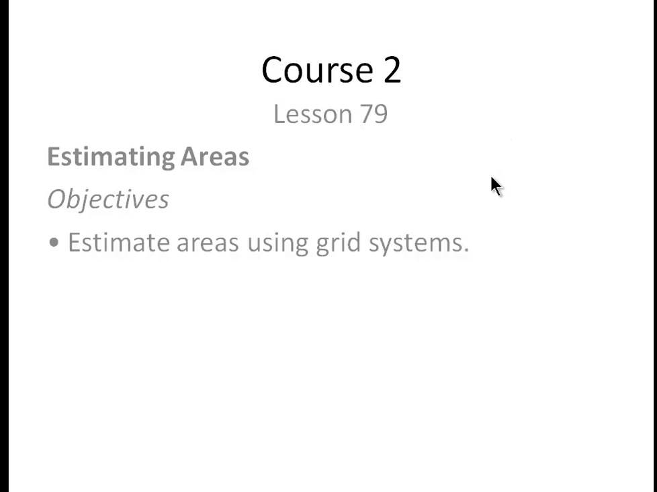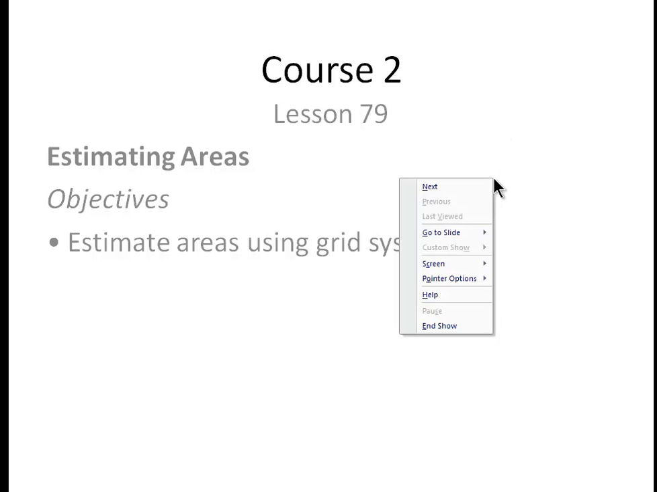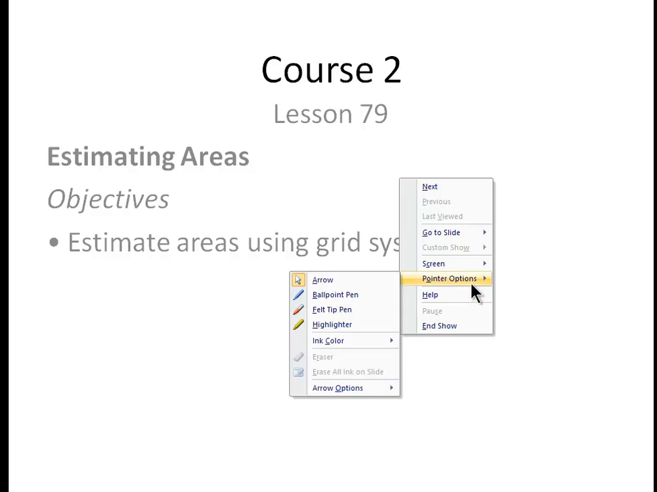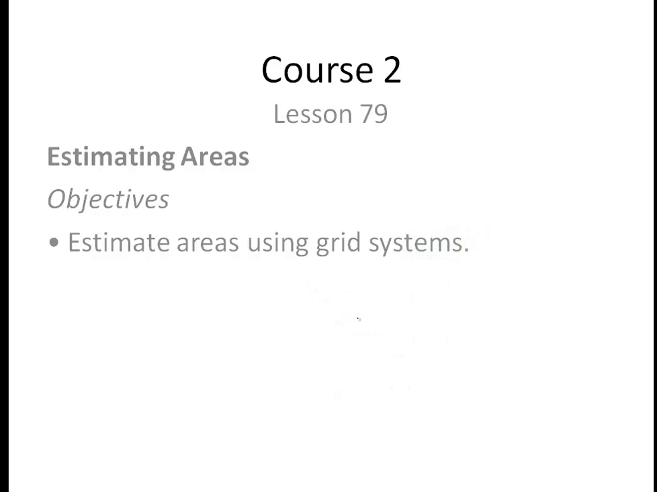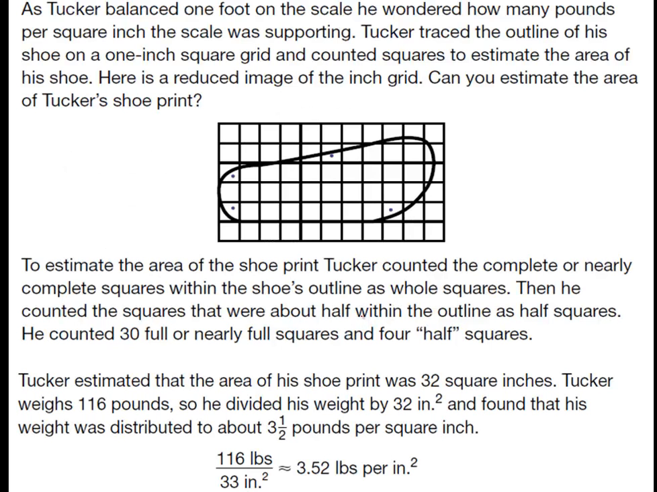Welcome to Lesson 79 of Course 2 of Saxon Math. In this lesson, we're going to talk about estimating areas. We've learned over the prior lessons how to calculate area. Now we're going to learn how to estimate it when we don't have nice, well-defined squares and triangles and rectangles, things like that. So let's take a look at this.